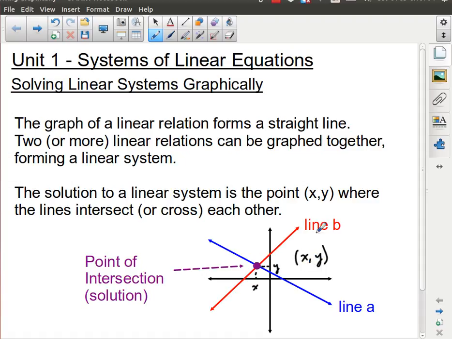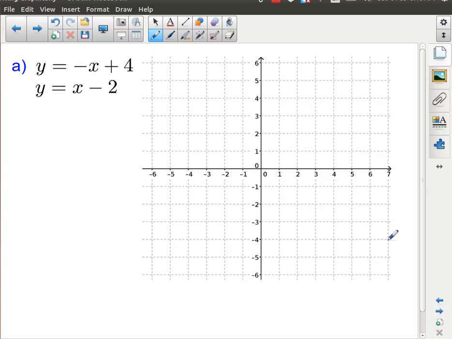So let's dive right in, looking at some examples, keeping in mind that we are going to be drawing upon our skills when it comes to graphing linear relations. So you need to be able to do this quickly and easily. So here's my first system. Two very simple linear relations. y equals negative x plus 4. y is equal to x minus 2.